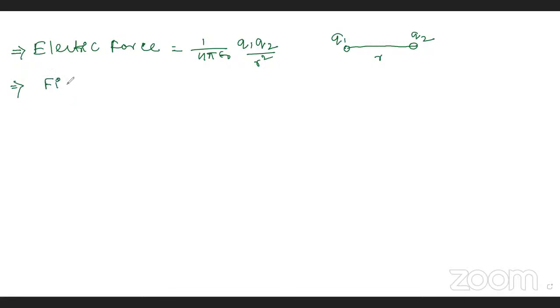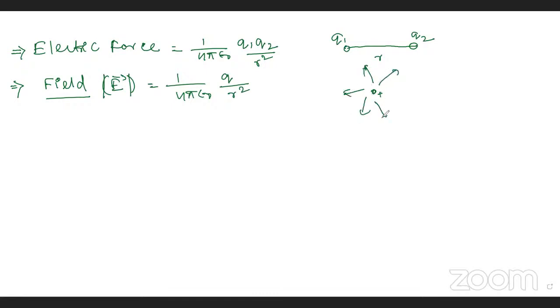Field. Let's say we denote it with E vector. If we want to write the magnitude of the field, it is 1 by 4 pi epsilon naught, only 1 q by r square. So let's say a plus charge is there, the field will be in the surrounding of this charge. For plus charge, the field lines are away from the charge, and for minus charge, the field lines are toward the charge. This is a very important concept.